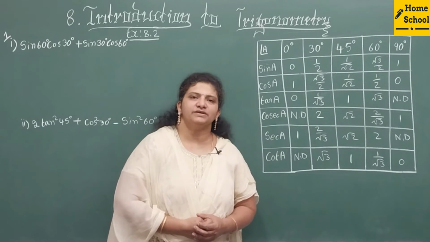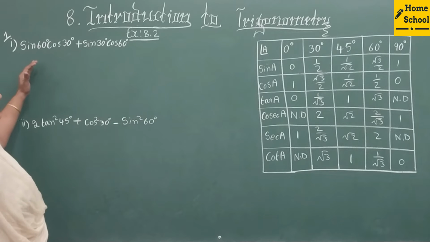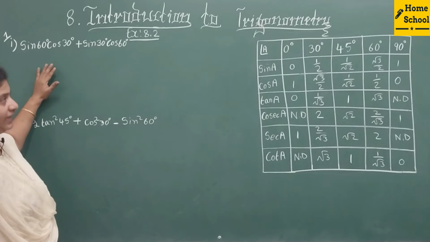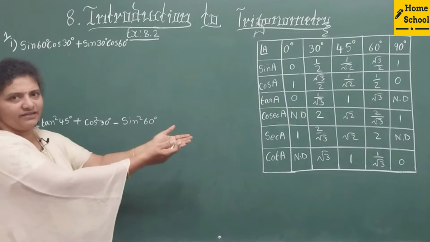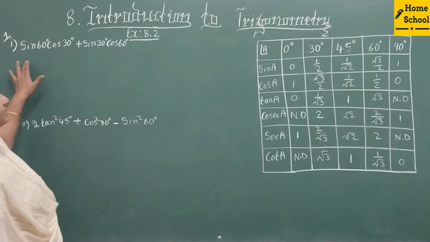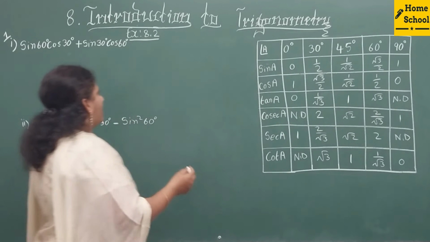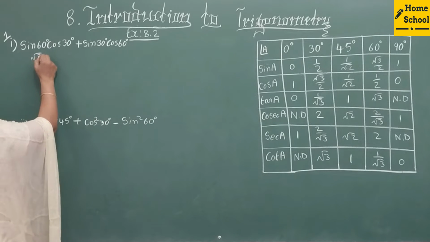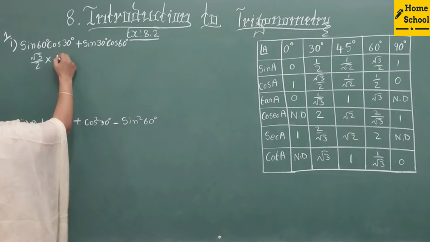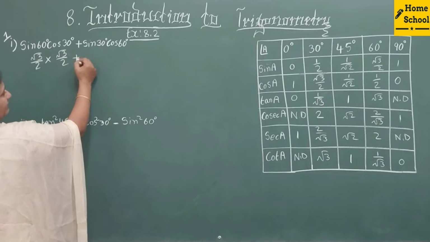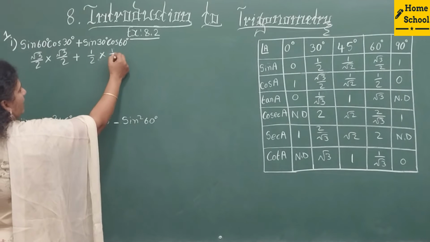Right. So first, evaluate the following. First question: sin 60 degree cos 30 degree plus sin 30 degree cos 60 degree. Nothing, just take the values and substitute here. Sin 60 degree, what is sin 60? Root 3 by 2. Observe the table and see. What is cos 30? Root 3 by 2. Sin 30 value is 1 by 2. Cos 60 value is 1 by 2.